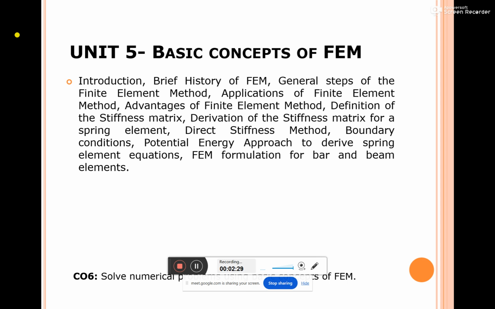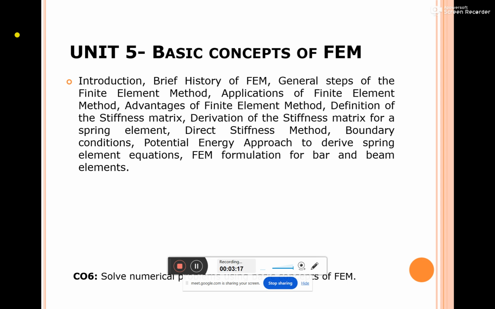This particular unit is mainly about the basic concepts related to FEM, because the subject is very vast. Keeping that in mind, we are going to discuss these main brief topics. We'll cover the introduction to FEM and the history of FEM. In today's class, I'm going to discuss what FEM is and what the general steps are. This is one of the important questions; generally they may ask what the important steps in the finite element method are.